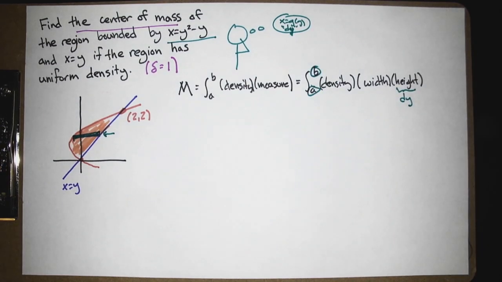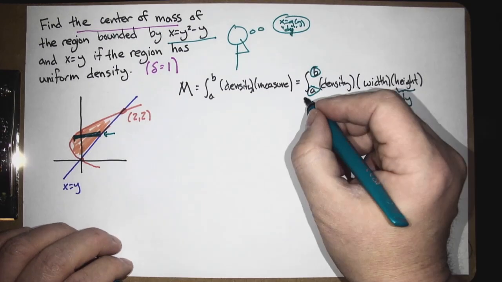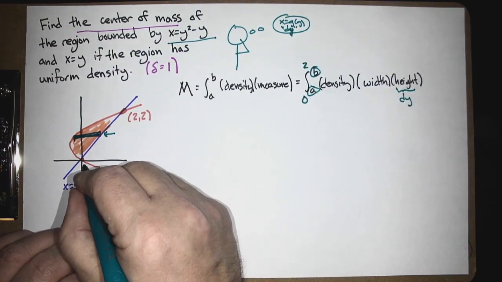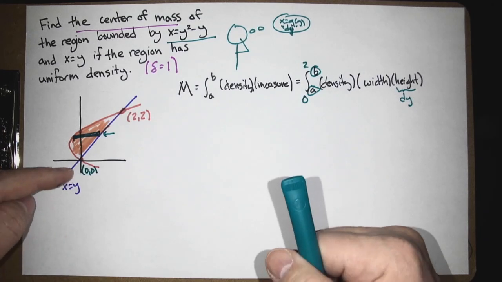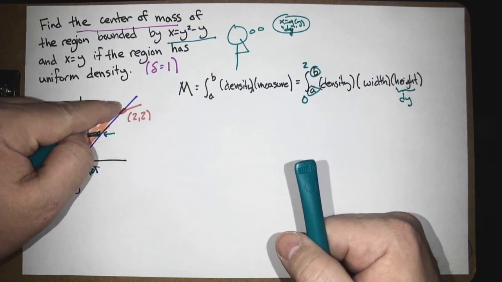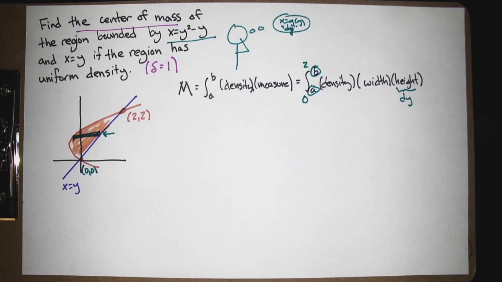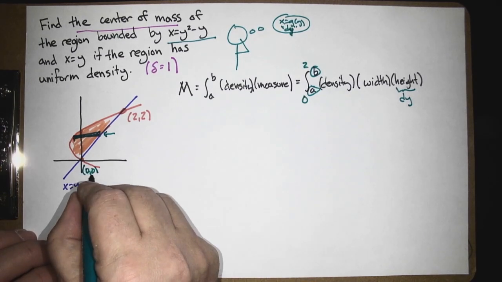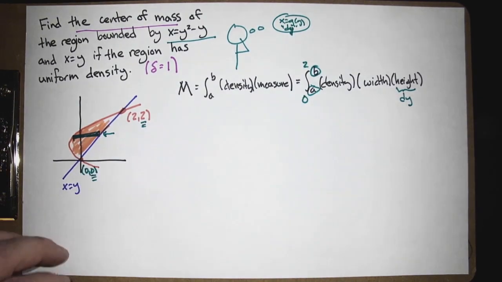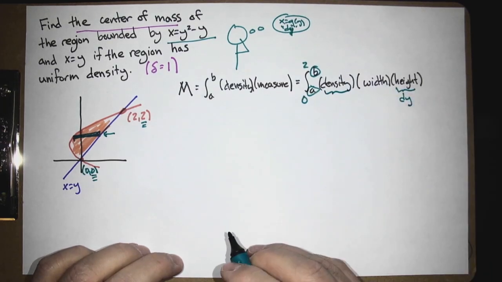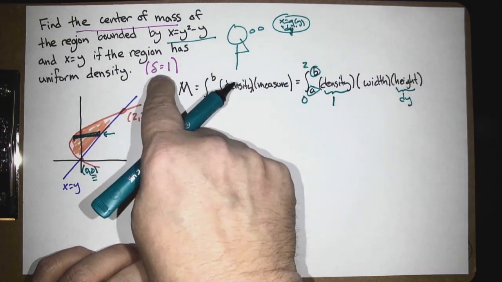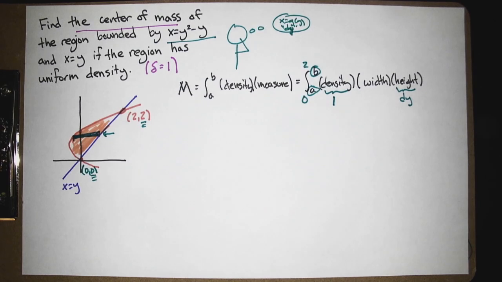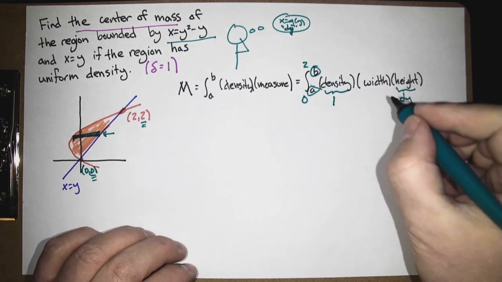Oh, the bounds. Where do we go from? How do we know we go from 0 to 2? Yeah, 0 is the lowest y value, so y equals 0, and y equals 2 is the highest y value. Unfortunately, they're the same for x and y's, but just to emphasize, it's the y values we're looking at, not the x values. All right, so far so good. What's our density? 1, because we said density was 1. All right, doing great.